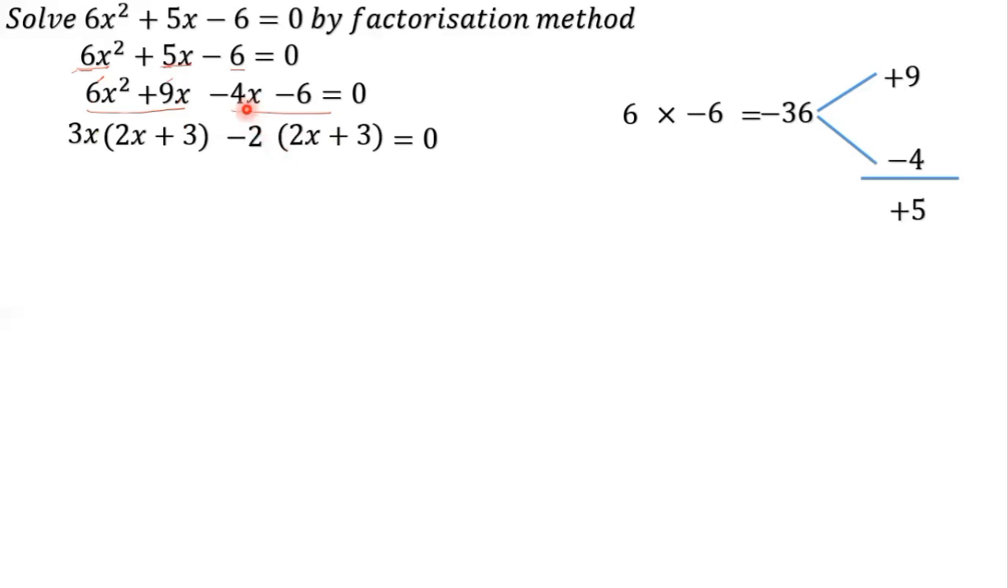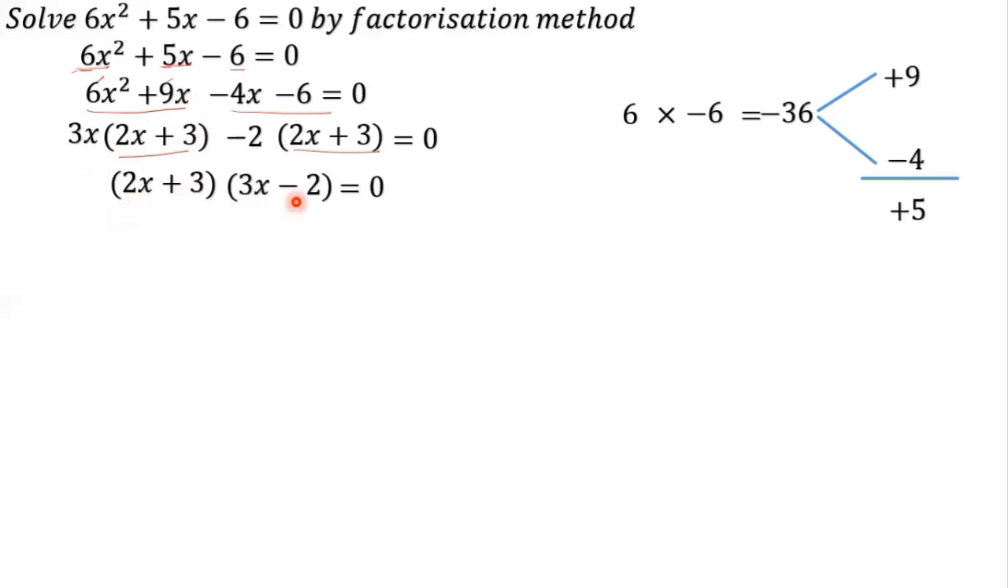Now look at the two terms here, 3x into 2x plus 3 and minus 2 into 2x plus 3. In these two terms, 2x plus 3 is common. Now take 2x plus 3 outside, then remaining 3x minus 2 is equal to 0.